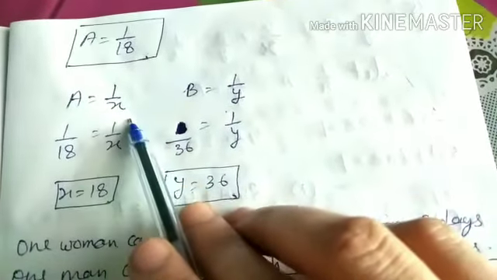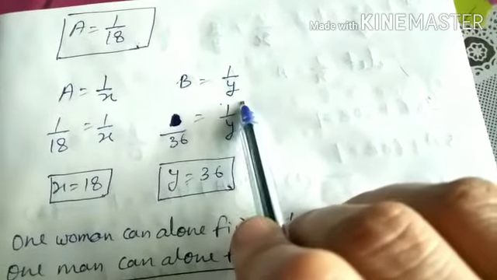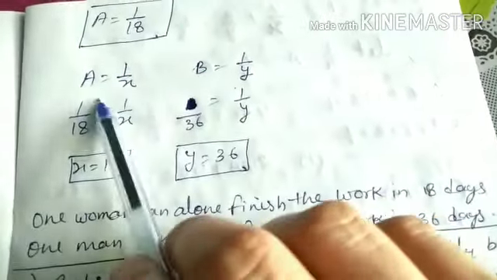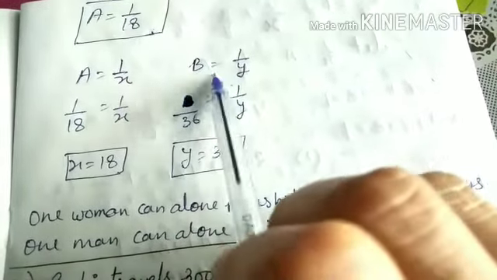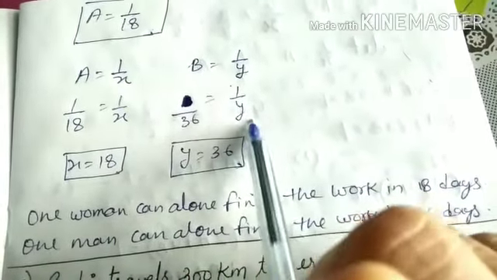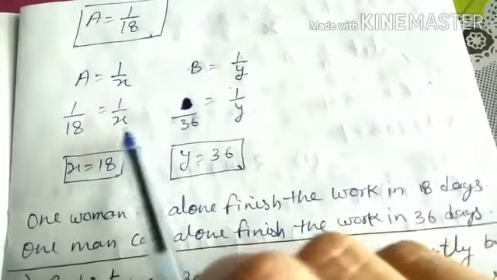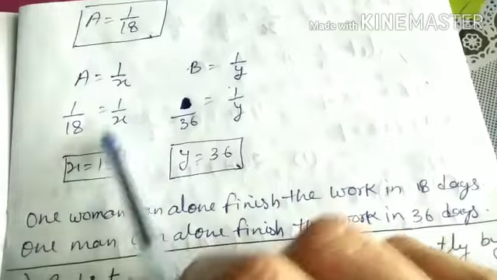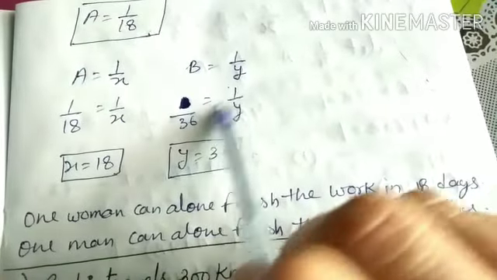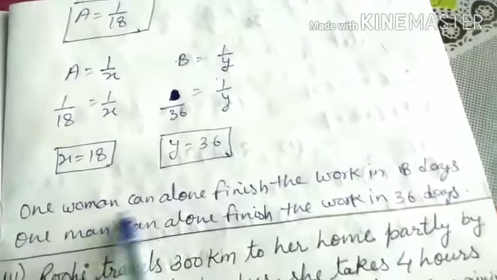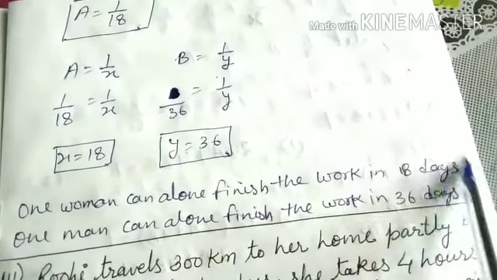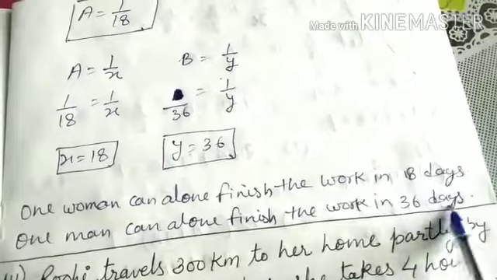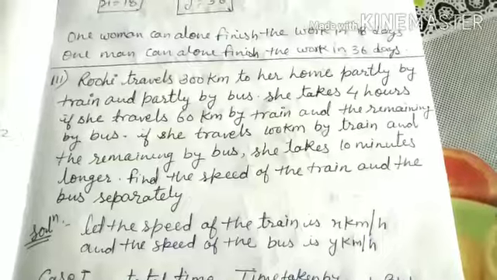a is equal to 1 upon x and b is equal to 1 upon y, we let already. So now we will put the value of a and b here. a is equal to 1 upon 18 is 1 upon x, and b is equal to 1 upon 36 is equal to 1 upon y. So from both these equations, the value of x is equal to 18 and the value of y is equal to 36. So one woman can alone finish the work in 18 days and one man can alone finish the work in 36 days.